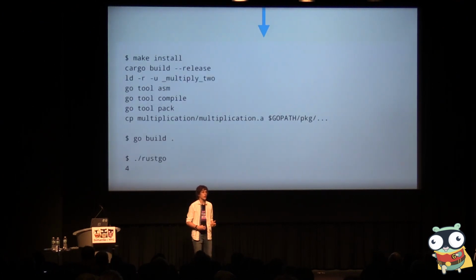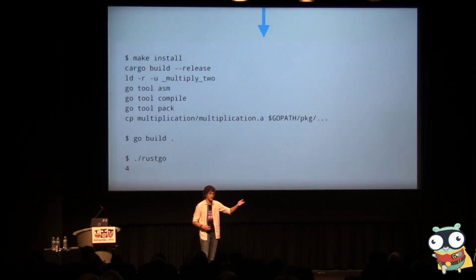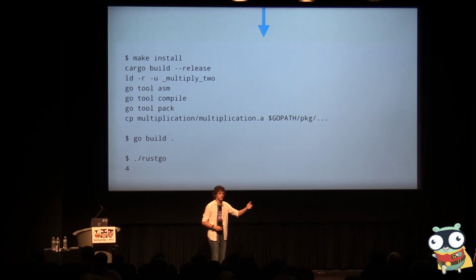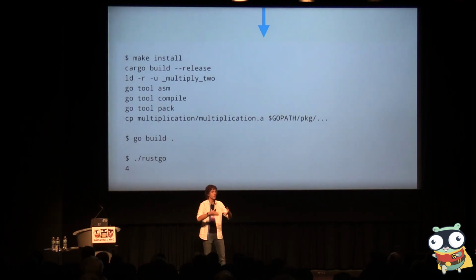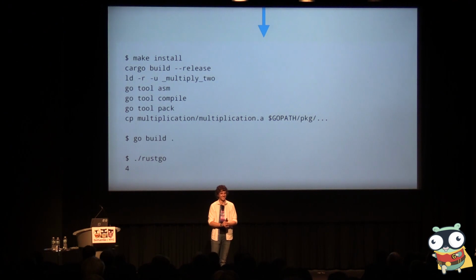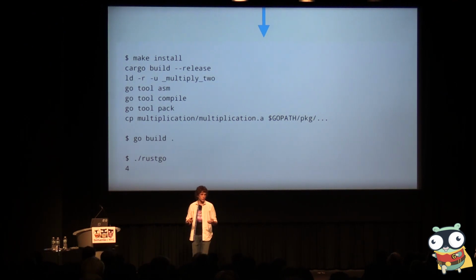With all those pieces, we can run cargo to compile Rust. We can use the linker to then boil it down to a single object file. We can use the Go tooling to make a .a that comprehends both the Go assembly, the Go code, and our object file in Rust. We install it in PKG. We run Go build without any flags, without any requirement, as if we were using a normal library. And we get a binary that can multiply 2 by 2. Success! This was 3 months of my life.